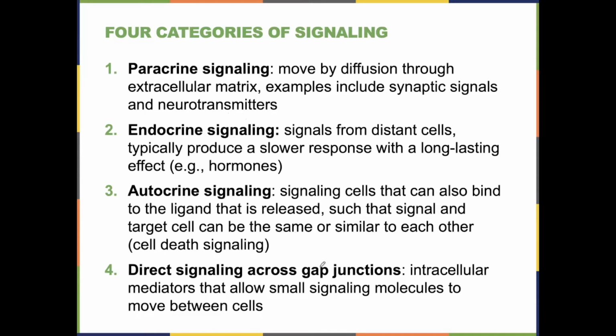And finally, we have gap junction signaling. So gap junctions, if you remember, are a type of connection between cells where they can pass things to each other. And one of the things that could be passed maybe is a signaling molecule. So these two cells obviously have to be touching and joined by a gap junction in order for this to work.